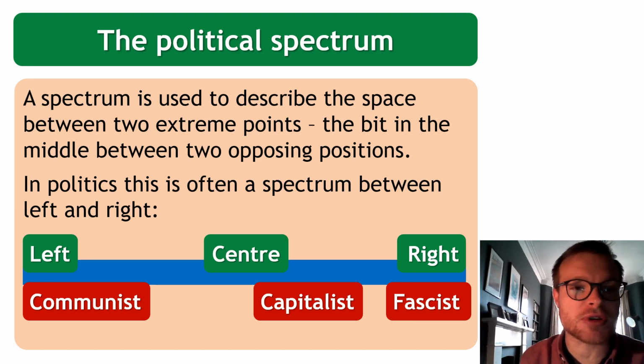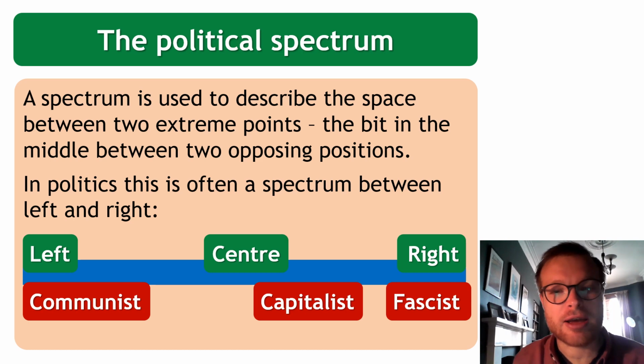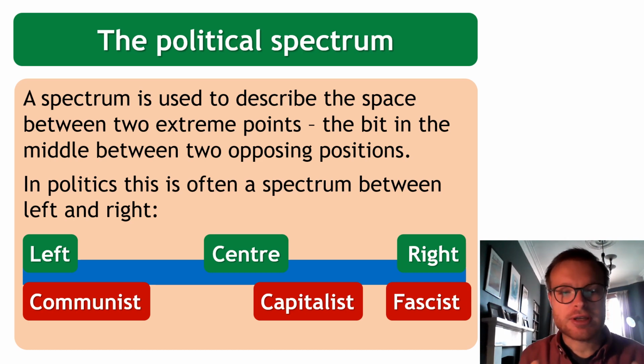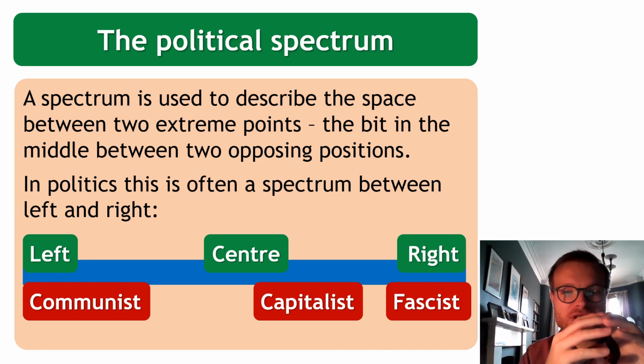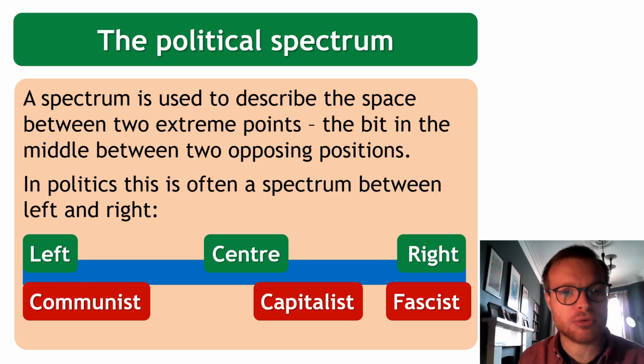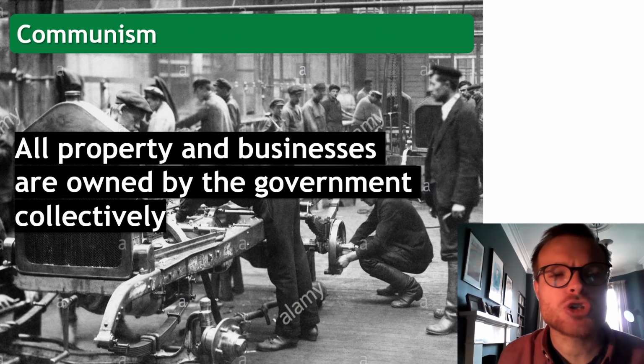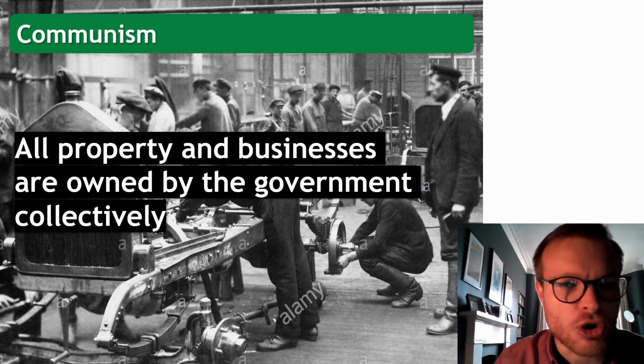I'm not going to go into a huge amount of detail now because it will get us a bit bogged down in thinking about the spectrum. But the important thing is to try and remember that politics doesn't happen on just you're a communist or you're a capitalist. There's a spectrum. Okay, there's a bit in the middle where people can have bits of both. Okay. So here are some of the key features of communism.